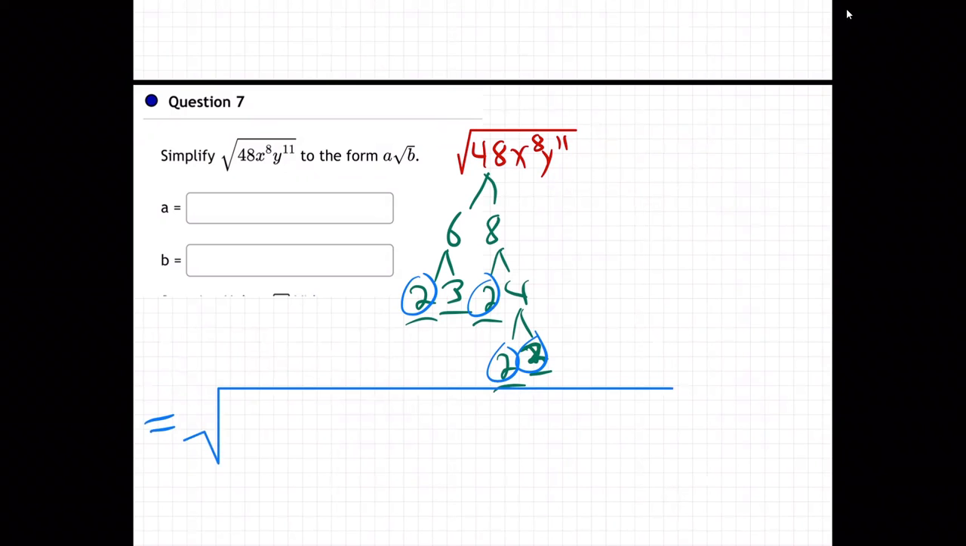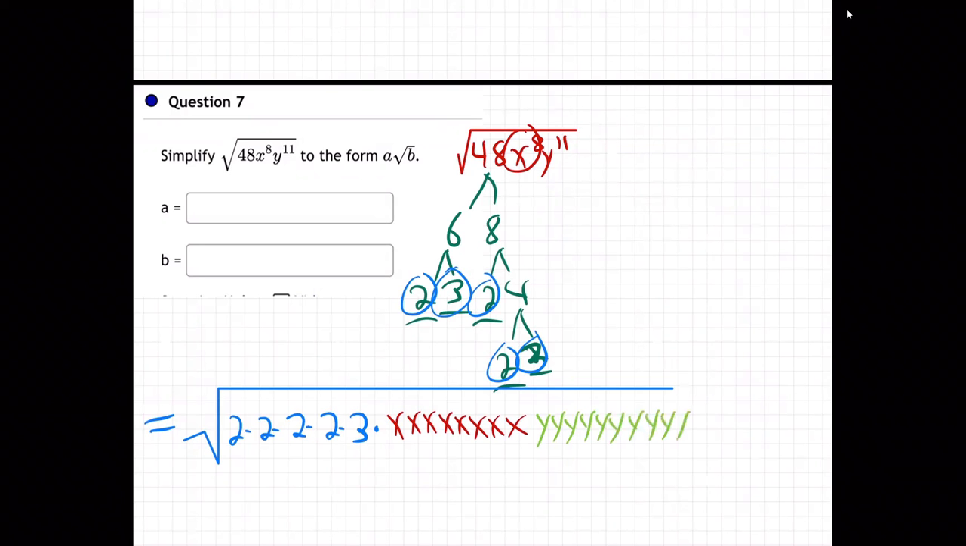Okay, so again, we have 1, 2, 3, 4 2s, and a 3. So I broke down the 48, 4 2s in here. Be careful there. Make sure you don't drop anything. Okay, now what about the x's? Well, there's 8 of them. 1, 2, 3, 4, 5, 6, 7, 8, right? X to the 8. And what about the y's? Well, there's 11 of them. 1, 2, 3, 4, 5, 6, 7, 8, 9, 10, 11.